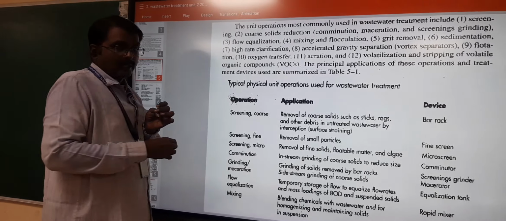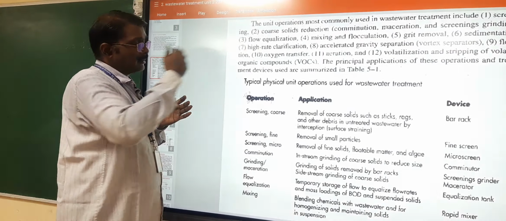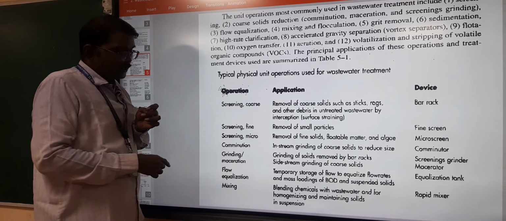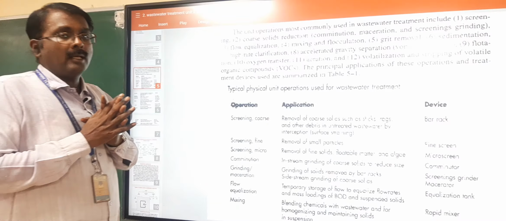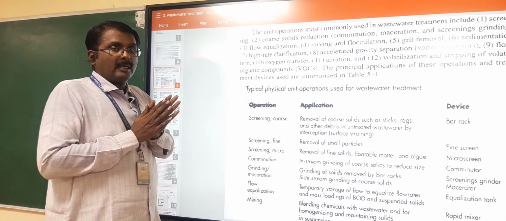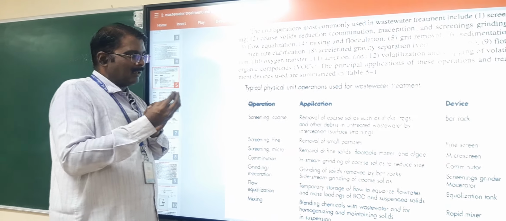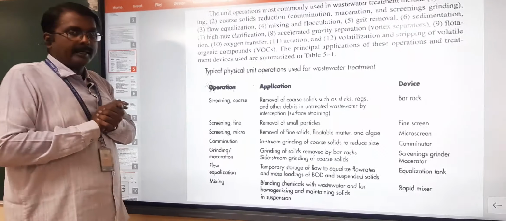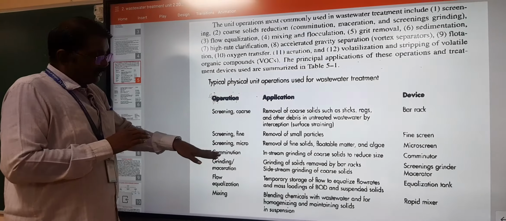Then the comminutor is a type of size reduction equipment, as are grinding and maceration. They are also used for size reduction operations. If the wastewater has larger coarse solids, they can be crushed or ground by using these devices.